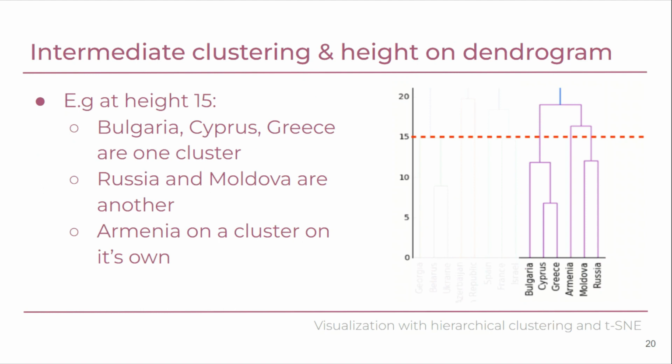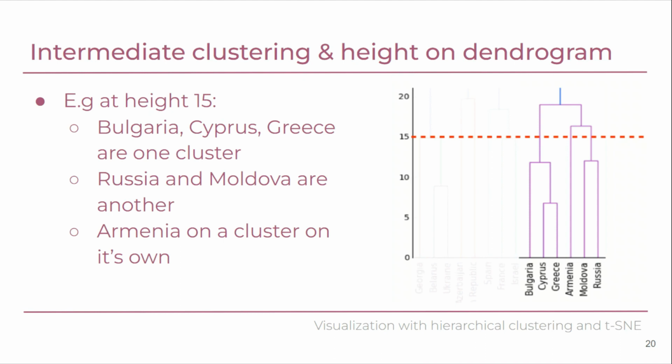An intermediate stage in the hierarchical clustering is specified by choosing a height on the dendrogram. For example, choosing a height of 15 defines a clustering in which Bulgaria, Cyprus and Greece are in one cluster, Russia and Moldova are in another, and Armenia is in a cluster on its own.